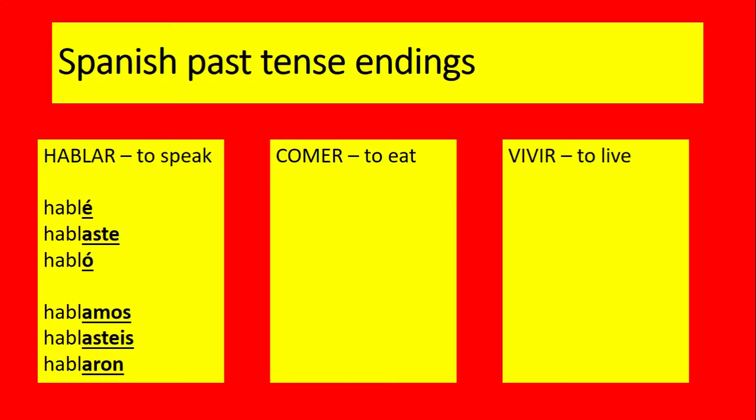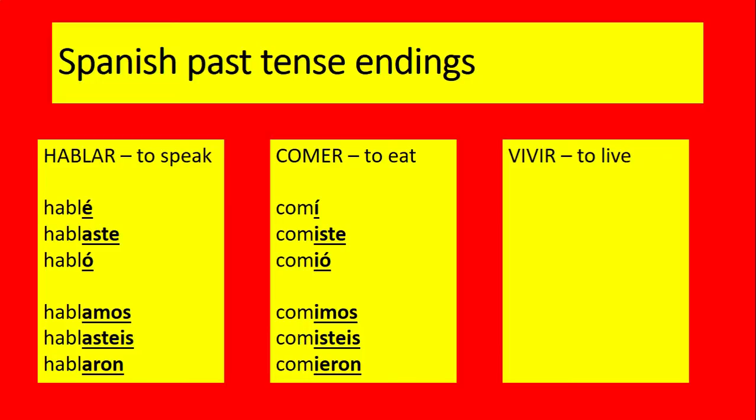The past tense of comer goes comí, comiste, comió, comimos, comisteis, comieron. So that's I ate, you ate, he, she, it ate, we ate, you ate, they ate. And vivir in the past tense goes viví, viviste, vivió, vivimos, vivisteis, vivieron. So memorize these endings.